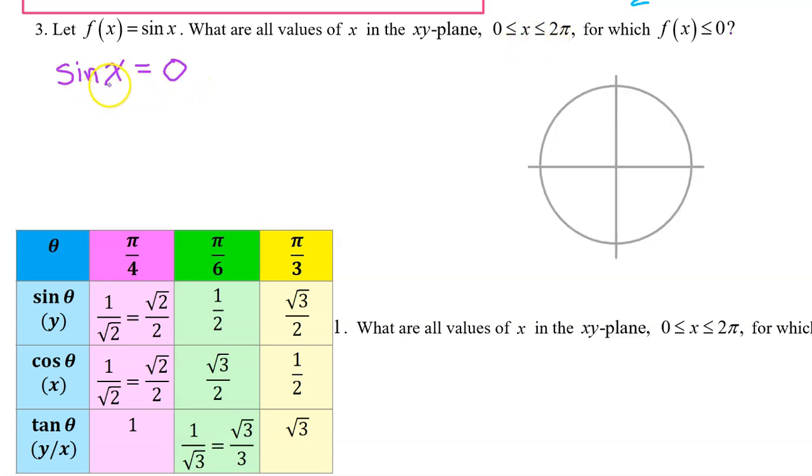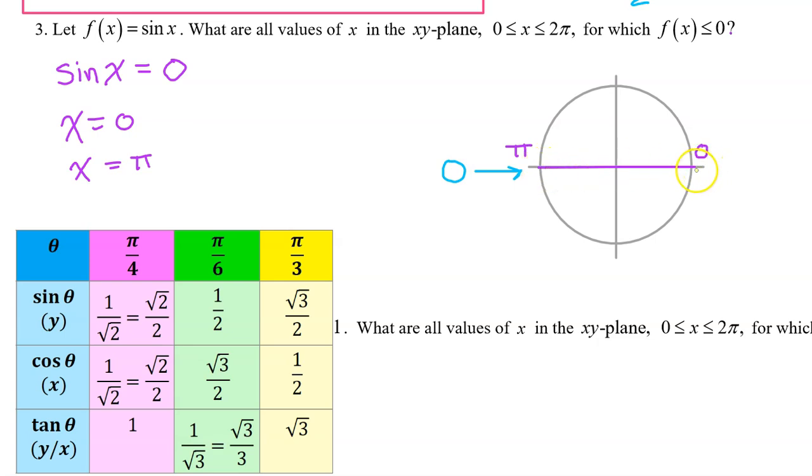We begin by finding where f of x is equal to 0. Sine is the y value on the unit circle, and y values are equal to 0 right at the beginning of the rotation at 0 radians, and then again right here at pi radians. This purple line now represents a vertical displacement or a y value of 0.